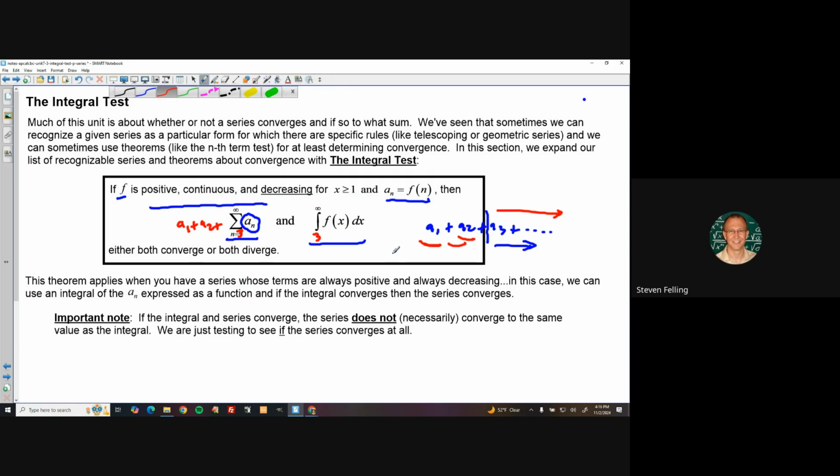Now, here's the thing. This only applies when you have a series which has positive terms and the terms are decreasing. A lot of these tests that we're going to talk about have various limitations, which is why we have to have a lot of them so that we can cover as many series as possible. And another important note: if the integral and the series converge, the series does not necessarily converge to the same value that the integral converges to. We're just testing to see if the integral or the series converges at all.